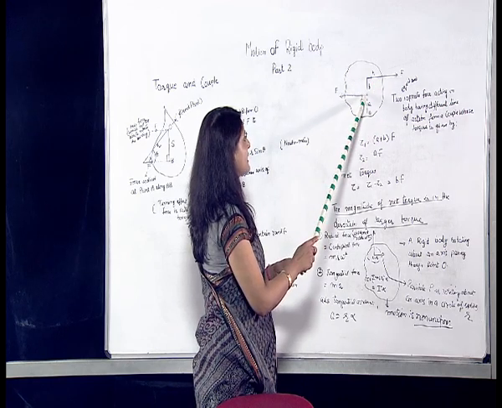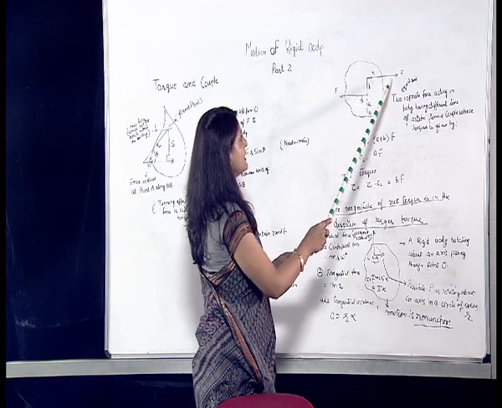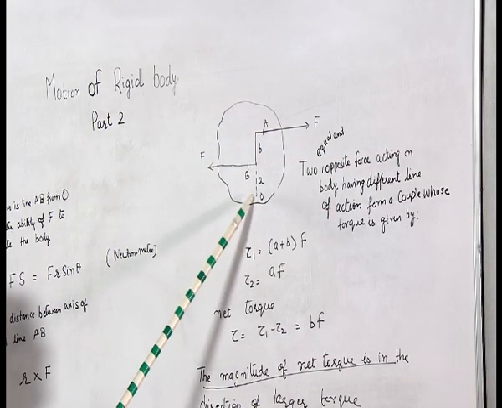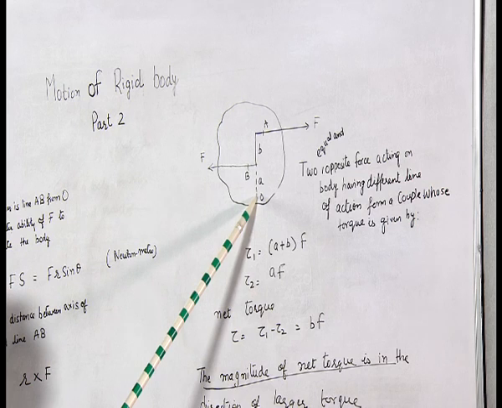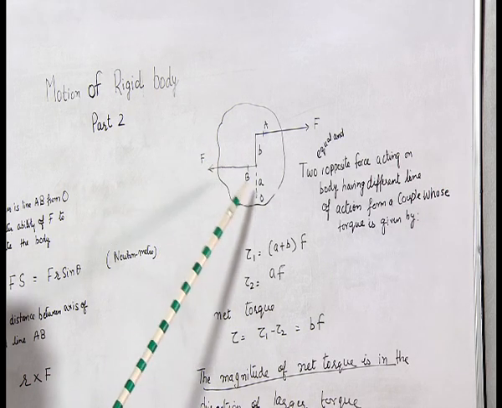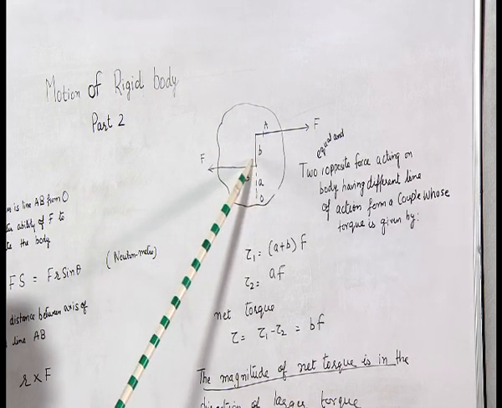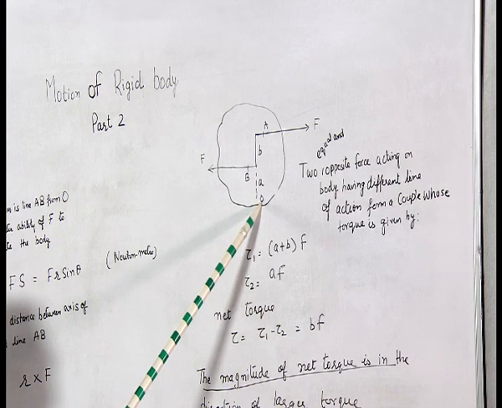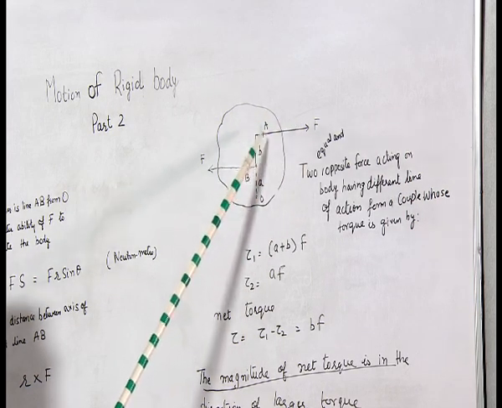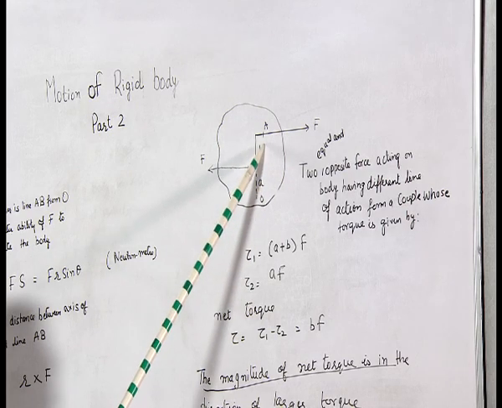Suppose this force has been applied at point B and this force has been applied at point A. This lamina has been fixed at a point O. There is a difference in the distance: the force F applied at B is at a distance A from the point O, and the force applied at point A is at a distance A plus B.